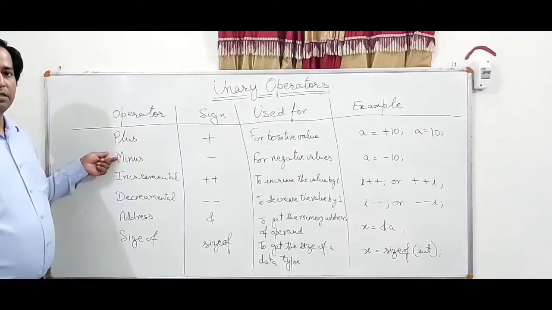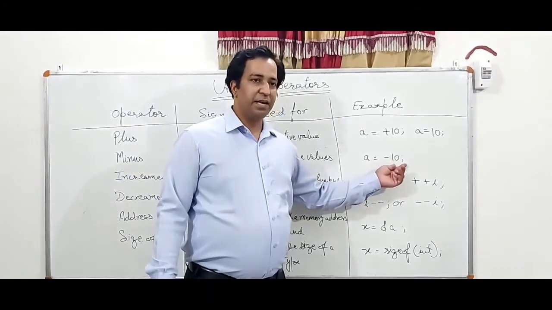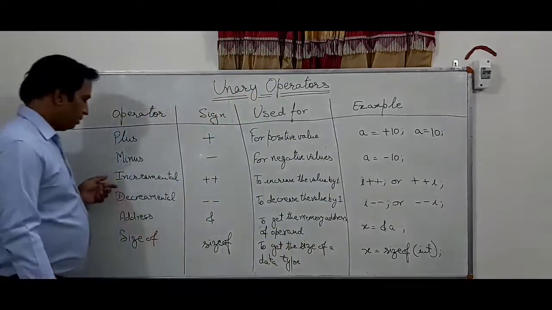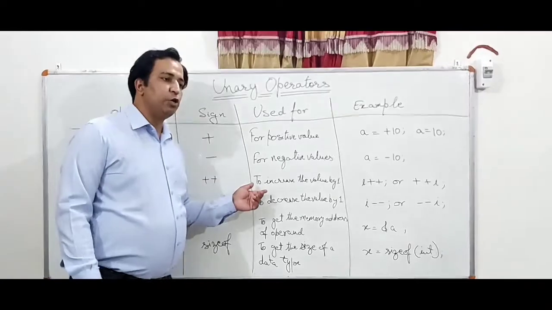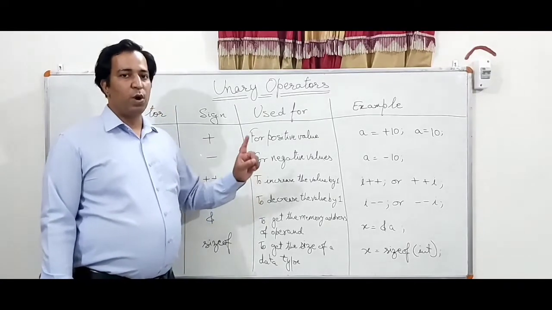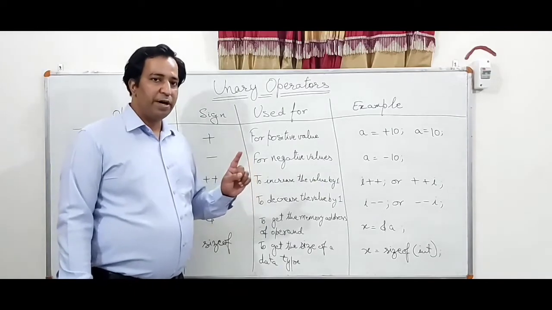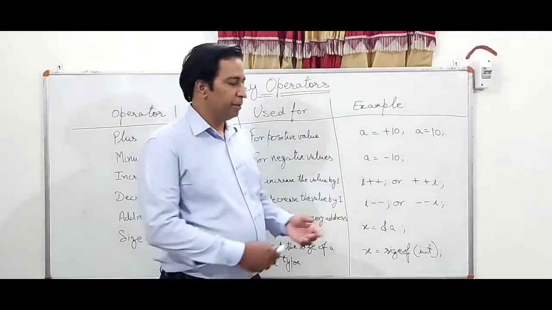Next is minus. It is used to assign negative values. A is equal to minus 10, so minus 10 will be assigned to A. Next is the incremental operator. It is used to increase the value of your operand by 1, and the increment will always be of 1 only. Right? There are two types of incremental operators.